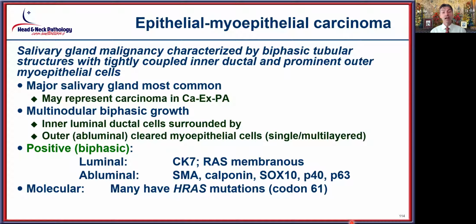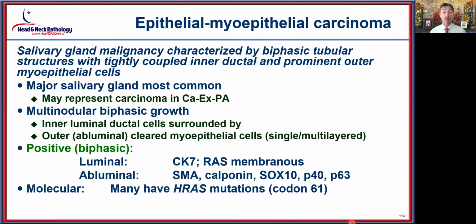The inner luminal cells are the ductal cells, and they are surrounded by a very well-developed abluminal cleared myoepithelial cell, usually in a single layer, but you can have multiple layers present as well. And let me tell you that sometimes there can be a myoepithelial-rich component where it almost completely obscures the lumen or compresses the lumen into a slit-like space, and that can be much more difficult to recognize, especially on just standard H&E. And so this is where the immunophenotype will be quite helpful.